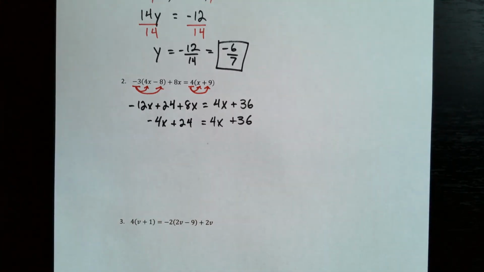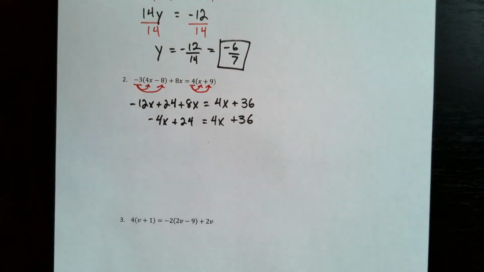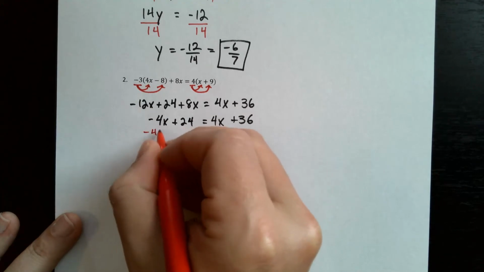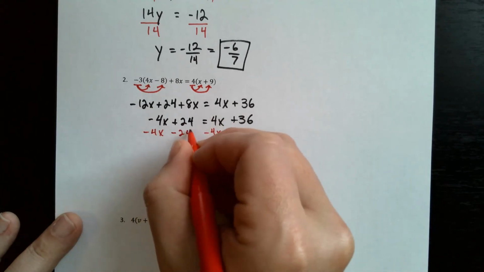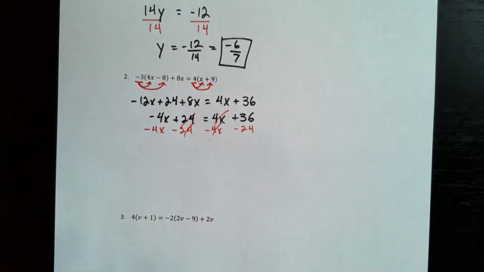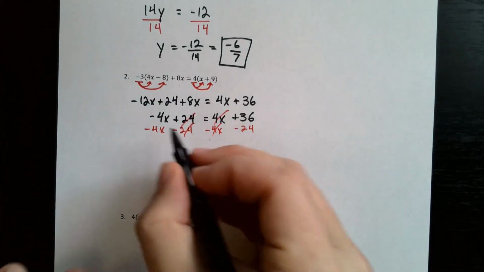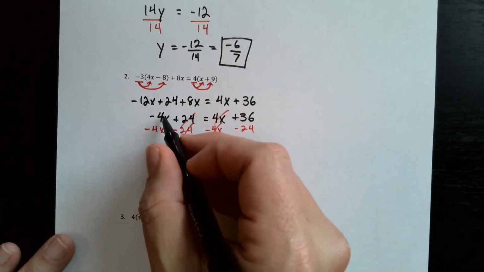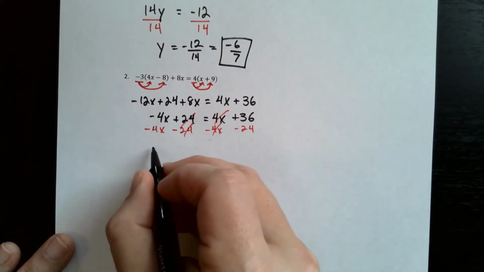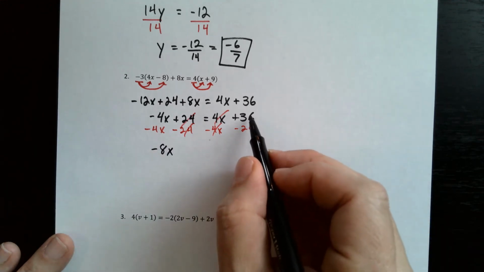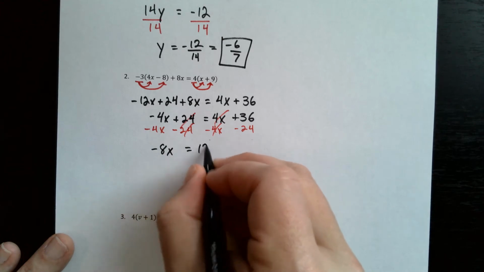I need to get all the x's on one side and all the numbers on the other side. So let's do what we did last time. I'll subtract the 4x over here, and then I'll subtract the 24 here. So this cancels and this cancels. On the left, we've got a -4x and another -4x. Remember, this is addition, so -4 and a -4 make -8. So -8x, when I combine those two negative numbers. And then 36 minus 24 is equal to 12.